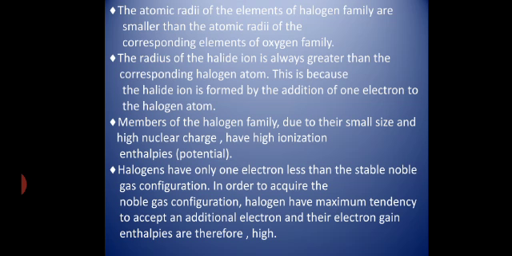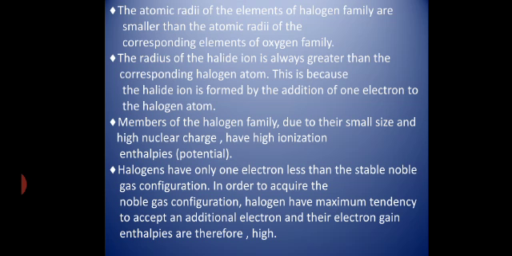They have got high ionization energy, due to the small size and high effective nuclear charge. Now, next is halogens have only one electron less than the stable noble gas configuration. In order to acquire the noble gas configuration, halogens have maximum tendency to accept an electron, and their electron gain enthalpies are therefore high. I explained that to you just now.